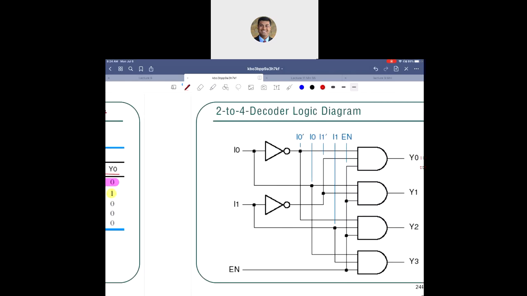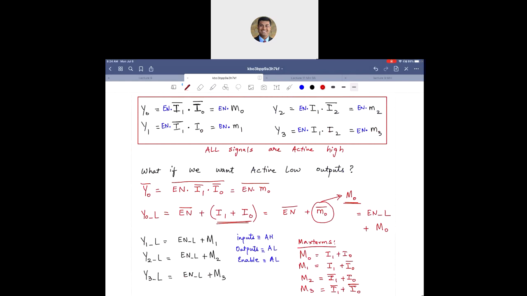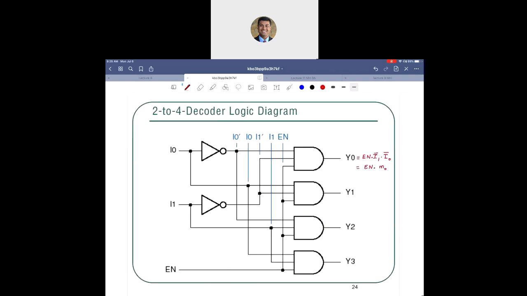Or we also wrote it, I believe if I go back here, I can take a look at this. We also wrote Y0, minterm 0, and then we complemented it. So Y0 can also be written as enable and max term 0 complemented. So I can write this in terms of minterm 0 or max term 0. Notice over here, the outputs are active high in this case. Similarly, I can write this as enable and max term 1 complement, enable and max term 2 complement, enable and max term 3 complement.